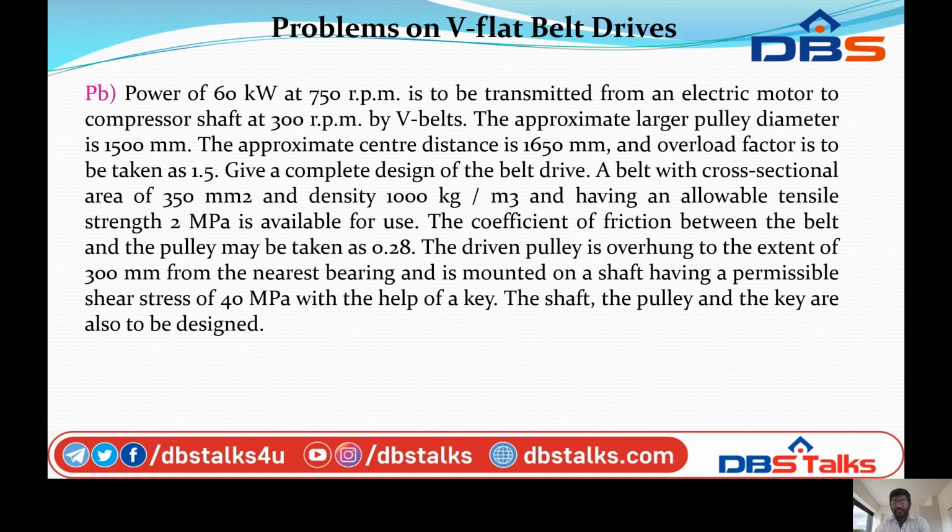A belt with cross-sectional area equal to 350 mm square is also given. The density rho is 1000 kg per meter cube, and having an allowable tensile strength sigma equal to 2 megapascal is available to use. The coefficient of friction between the belt and pulley, mu, is given, mu is equal to 0.28.